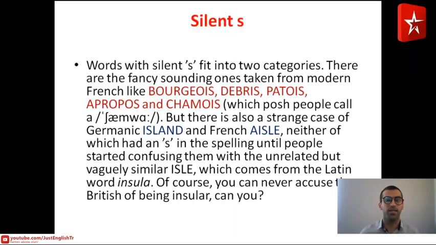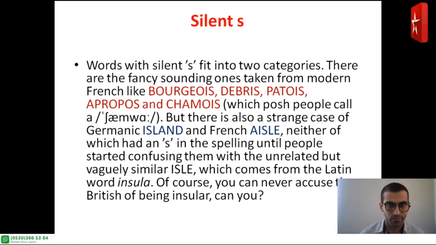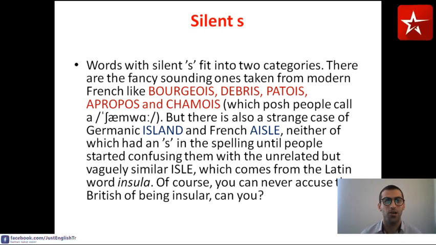As you see from my screen, words with silent S fit into two categories. One is the fancy sounding ones taken from modern French. For example, how can we pronounce this word? We pronounce it bourgeois. Bourgeois, we say debris, pathos, apropos, and chamois, which posh people call shammy.